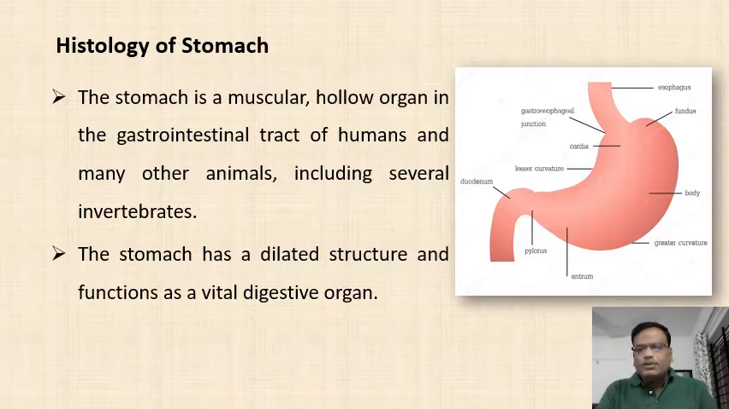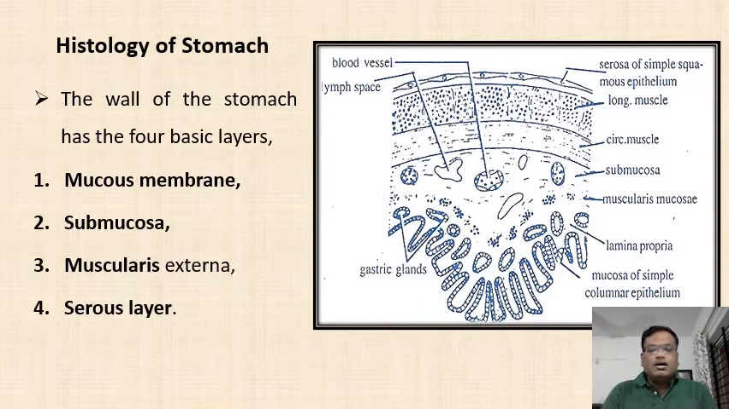Histologically, we see slight difference in these different areas, but overall the stomach shows the same type of histological structure. Now let us move on to the histological details of the stomach. The wall of the stomach shows four basic layers. Now remember, the whole of the alimentary canal starting from esophagus up to the large intestine shows these four layers. Only the thickness and structure varies from part to part.